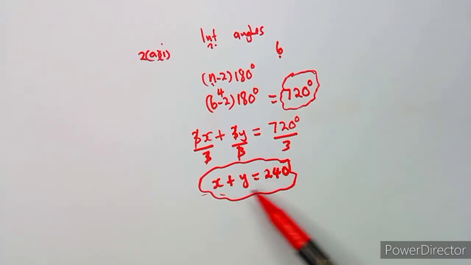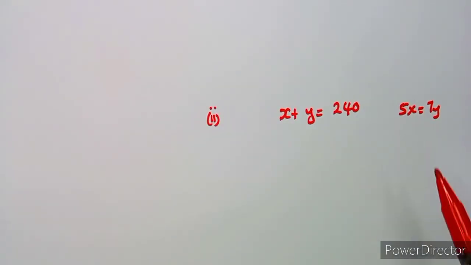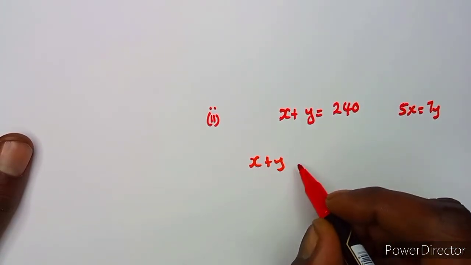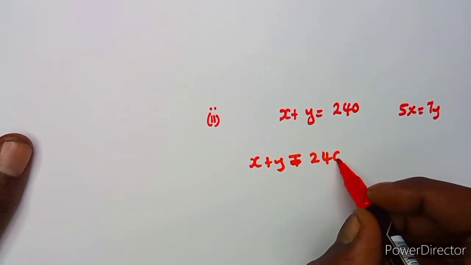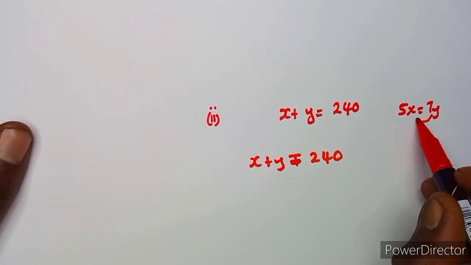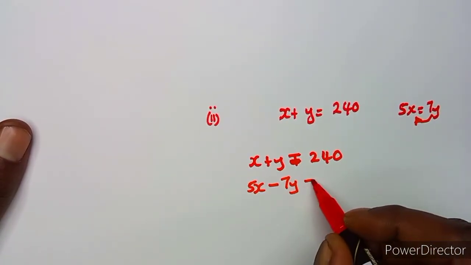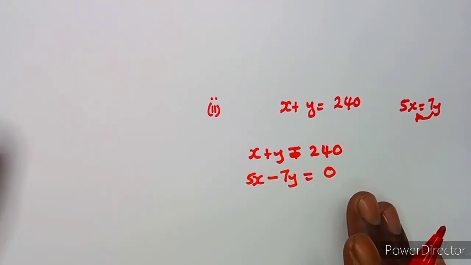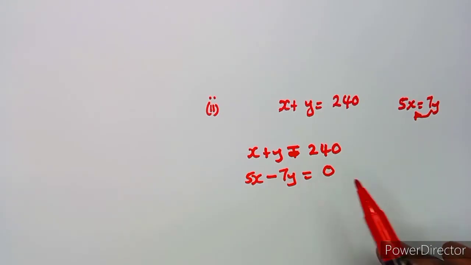You can make x the subject here, then substitute on this one. I don't know which method is best for you, but as for me, I'm just going to use this one, because I think I have explained all these methods. Okay, so this is equal to 240 degrees. I'm just going to transpose this to this side, so it's going to be 5x minus 7y is equal to 0, like that. So it can be just a normal equation like the ones that we are used to, so we can just eliminate using the elimination method and substitution together.